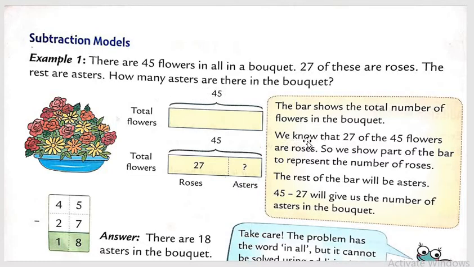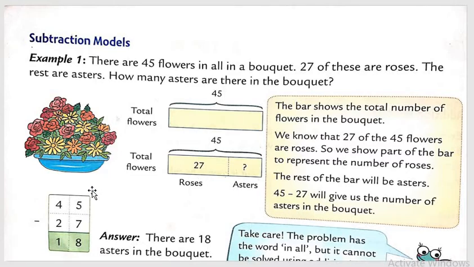Understood? So we know that 27 of the 45 flowers are roses. So we show part of the bar to represent the number of roses. Got my point, all students? The rest of the bar will be asters. 45 minus 27 will give us the number of asters in the bouquet.